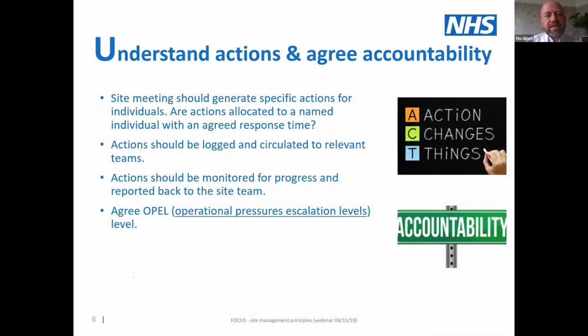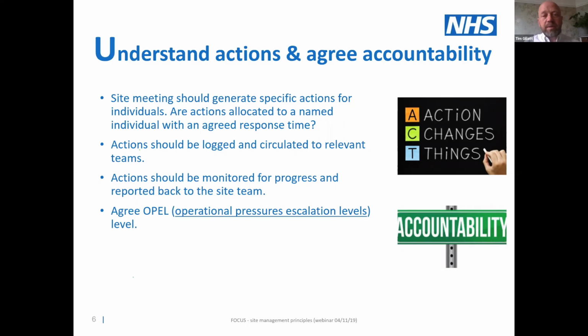The real benefit of site meetings, as I see it, is that we should really be having actions that people take away, that really have a massive impact on flow across the hospital and make a substantial difference. And that's where people will feel the value of coming together to a site meeting. So we're talking here about specific actions for individuals to take away.